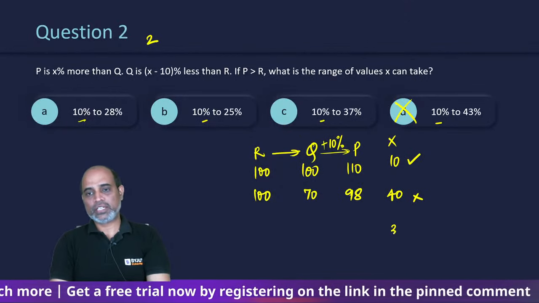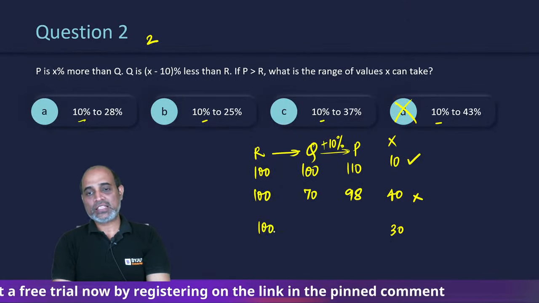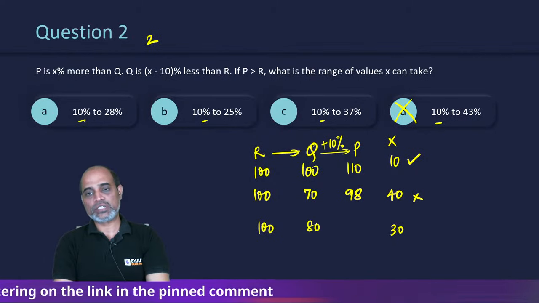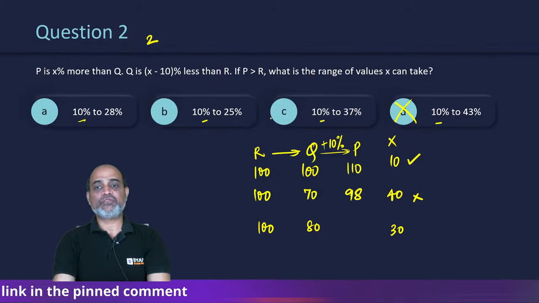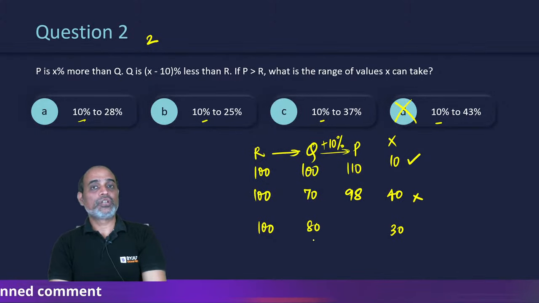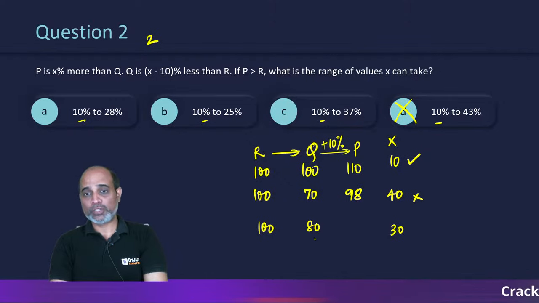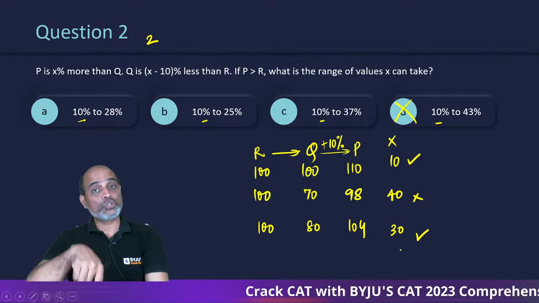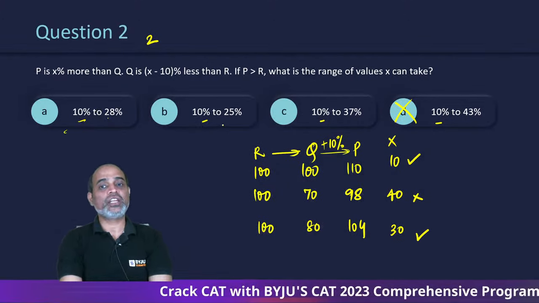Then looking at the three options, I will prefer 30%. अब X को 30 लेके चलते हैं. So if R is 100, Q is going to be 30 minus 10, 20%. So ये 80 हो जाएगा. If this is 80, then we need 30% more. 10% of 80 is 8. 30% will be 24. 80 plus 24, this will become 104. P is greater than R. Yes. So 30 should be inclusive. 30 is not there in A and B.